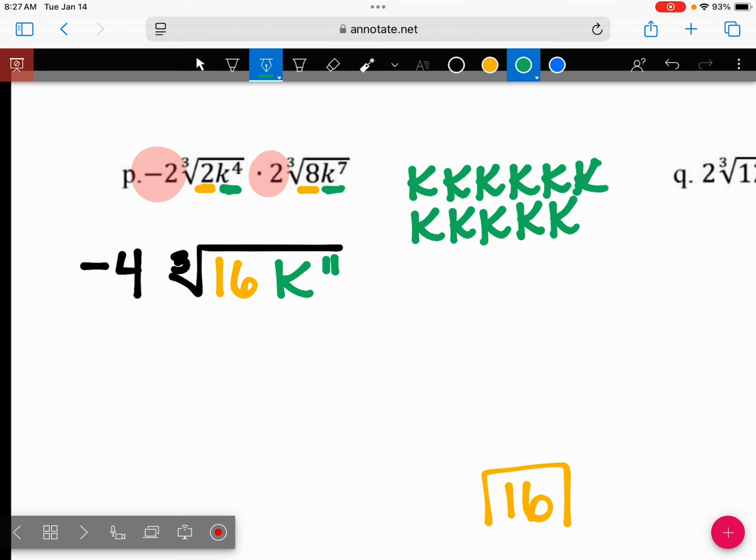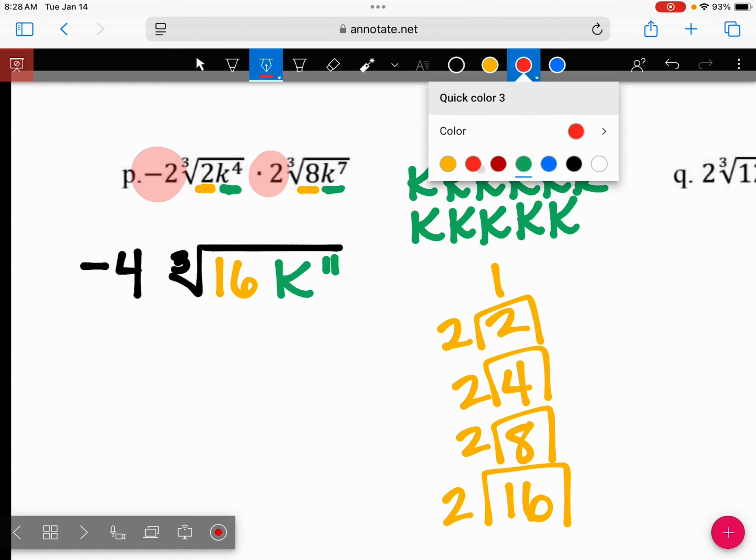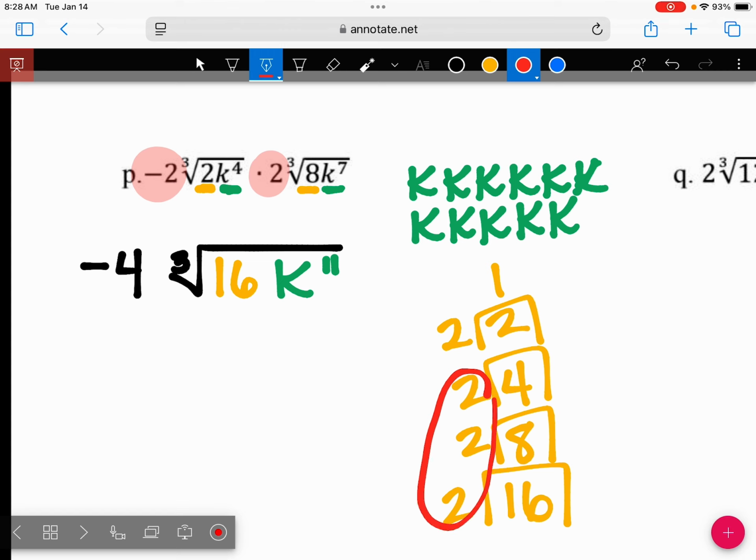All right, so we're going to divide the 16 by 2 until we can't divide it by 2 anymore. So 2 goes into 16 8 times. 2 goes into 8 4 times. 2 goes into 4 2 times. 2 goes into 2 1 time. So now I'm looking for my triplets. I have 1 set of triplet 2s. That's going to come out as a 2.